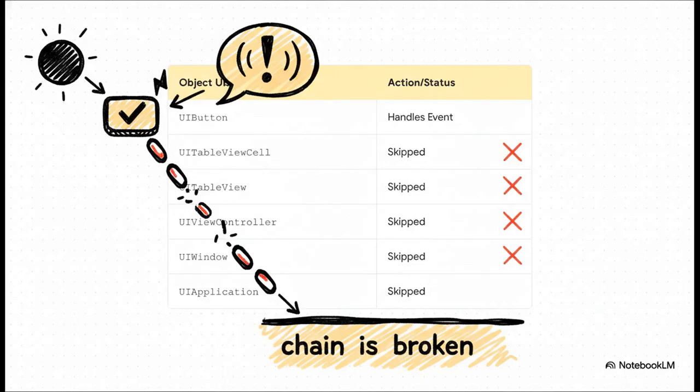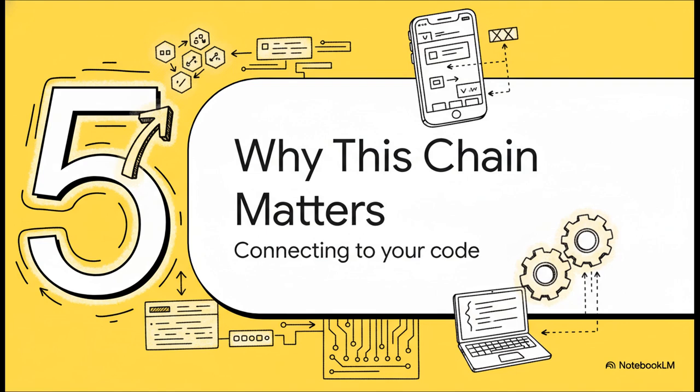And that's it. The journey is over almost before it began. The UIButton is the first responder. And because it's connected to a target action, it immediately says, I'll handle this. The event is handled and the chain is broken. The cell, the table view, the view controller, they never even knew a tap happened. It's so efficient.